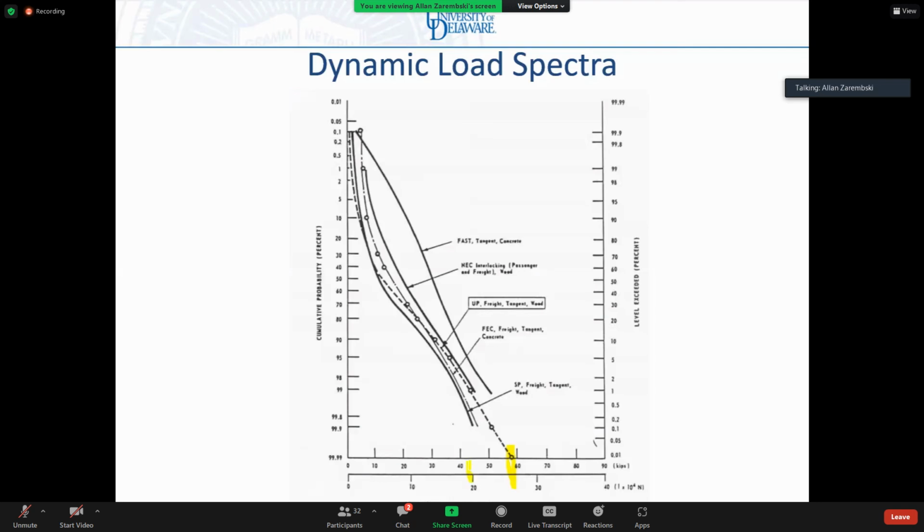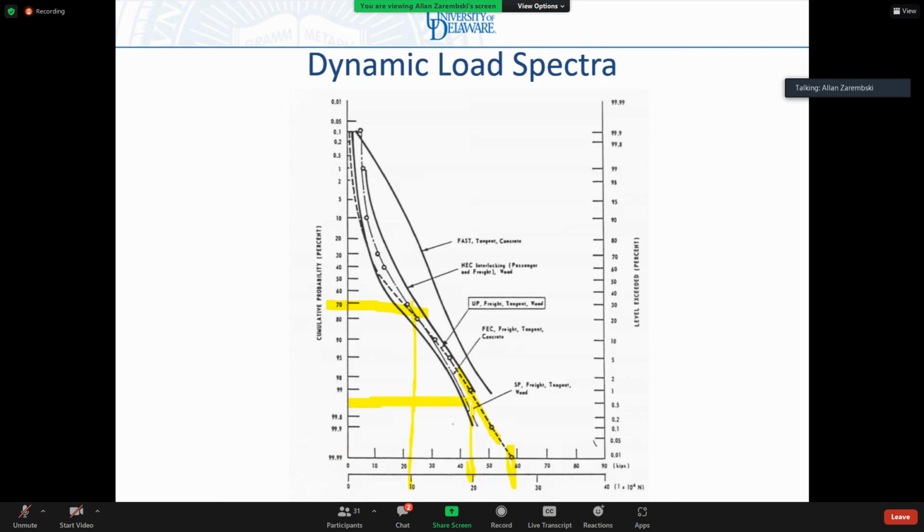For this type of traffic, this 20 meganewton force appears about 99.5% of the time. This 10 meganewton force appears about 70%, it exceeded, sorry, other way around. This 10 meganewton force: 70% of all the loads are less than 10 meganewtons, 30% of all the loads are greater than 10 meganewtons.